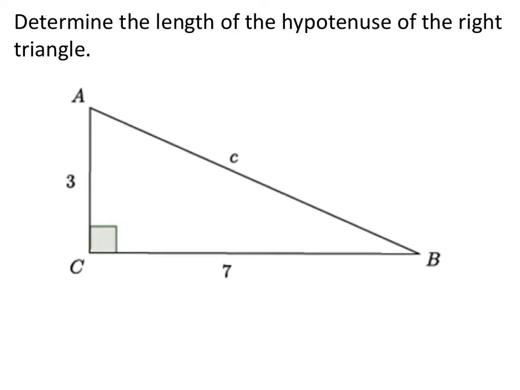Alright, take a moment with your partner or neighbor and see if you can find the length of this hypotenuse of this right triangle. Alright, on this one, let's use the square thing on this one, and then we'll use the actual Pythagorean theorem on the others.